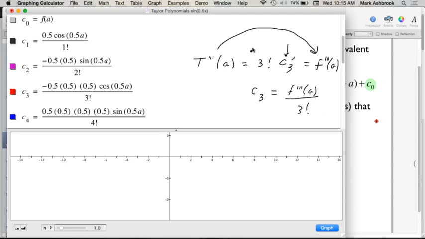So I'm solving this for C3. I'm asking what should we make the value of C3 so that if I plug a into the third derivative of our approximating polynomial, I get the third derivative of the function at that value of a. Is it better? So that's why I'm doing the third derivative evaluated at a divided by 3 factorial.